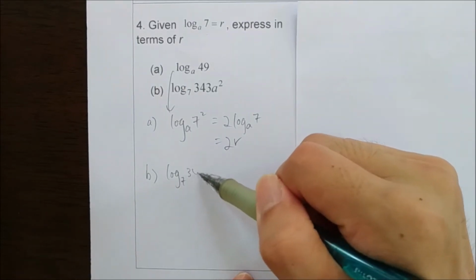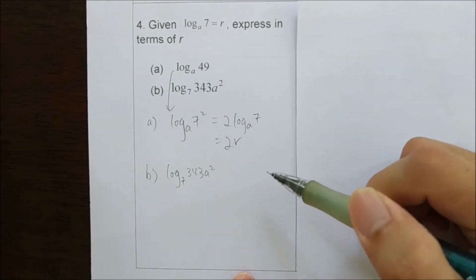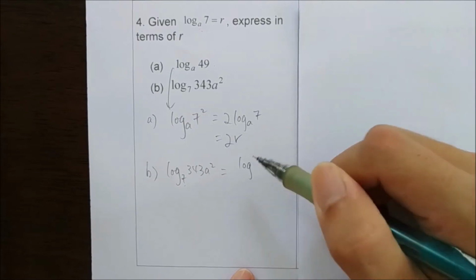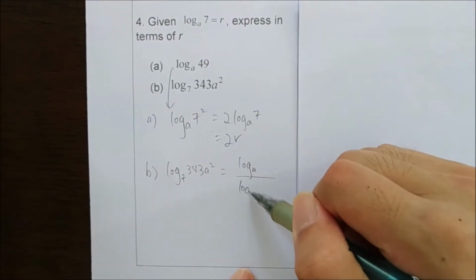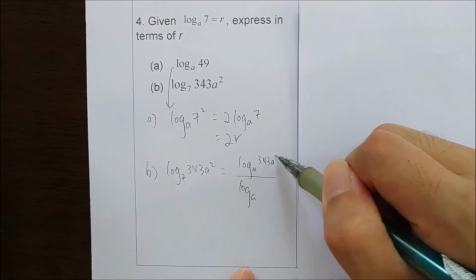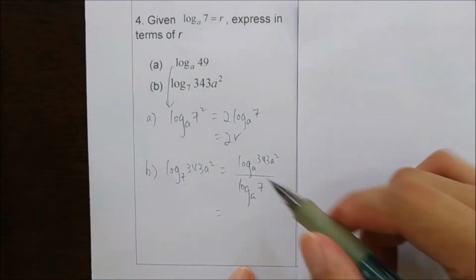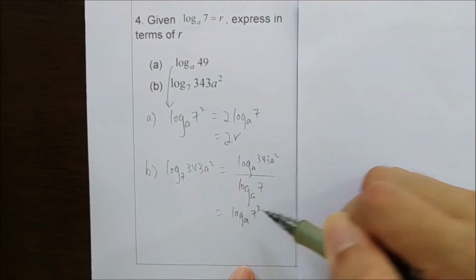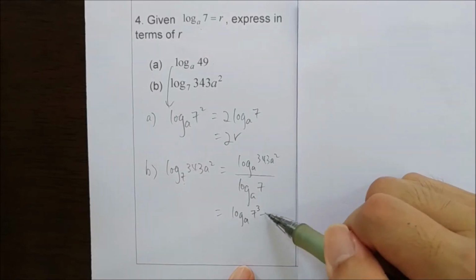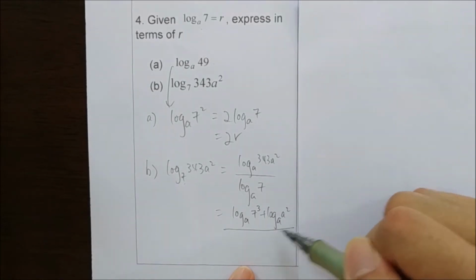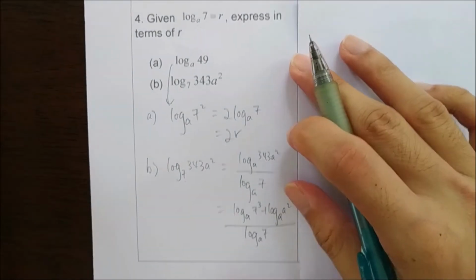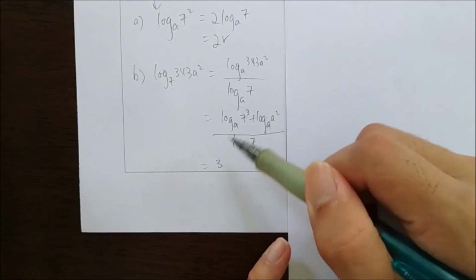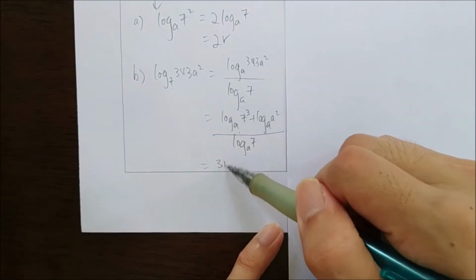Base 7 log of 3 squared. Since the base is not the given base a here, we change the base so that it has base a. 343 is actually 7 to the power of 3. Since it is a multiplication, we can use the multiplication rule. And using the power rule, we bring the 3 to the front. Base a log of 7 is r, so we get this.